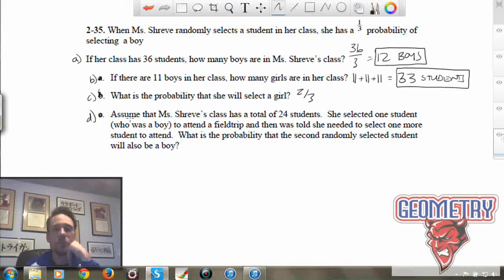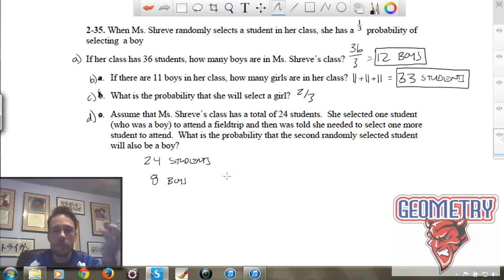Part D, assume that her class has a total of 24 students. She selected one student who was a boy to attend a field trip, and then was told she needed to select one more student to attend. What is the probability the second student randomly selected will also be a boy? Okay, so we got 24 students. We know that 1/3 of them are boys, so 1/3 of 24 is 8. So there are 8 boys.